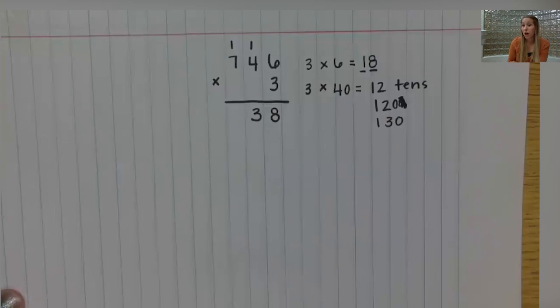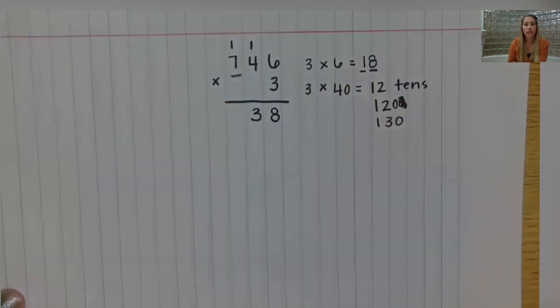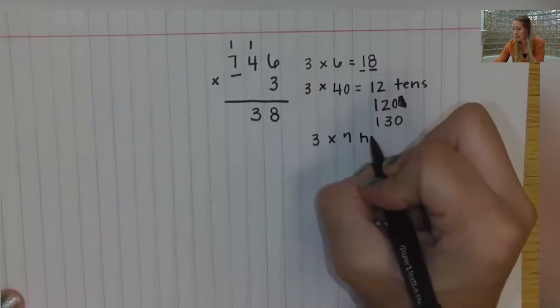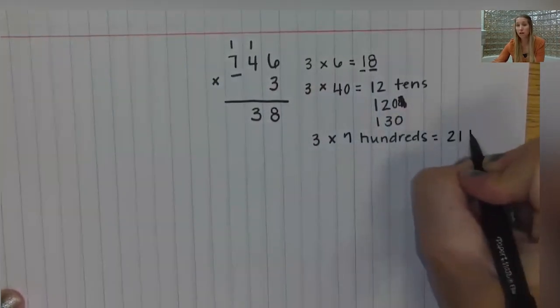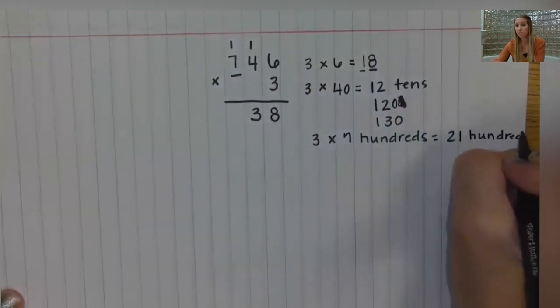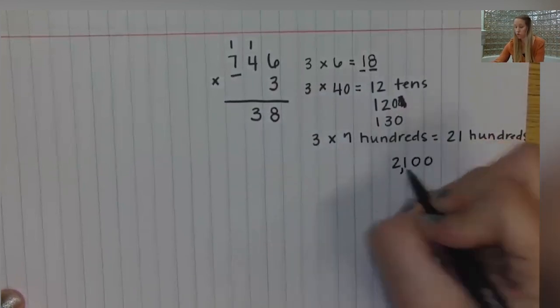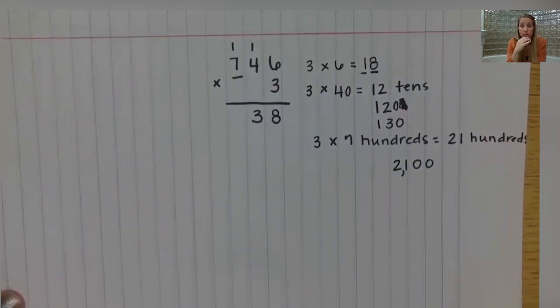And so now we need to do the hundreds. The 3 has to visit the hundreds. So the 7 is worth how much? Excellent work. The 7 is worth 700. So 3 times 7 hundreds is 21 hundreds, or 2,100. Now, what can't I forget?